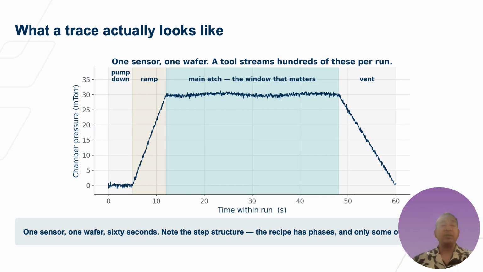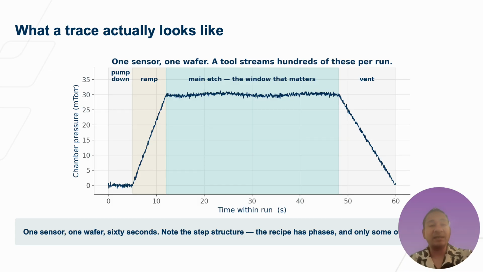Here is what one sensor on one wafer actually looks like. Chamber pressure, 60 seconds. Pump down, ramp, main etch, long stable window, vent. Notice the step structure. The recipe has phases, and they are not equally informative. The pump down and the vent phases tell you about the vacuum system. The main etch window is where the wafer is actually being processed, and it is where most of the diagnostic signal lives.